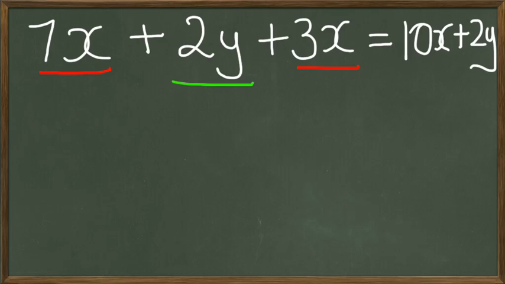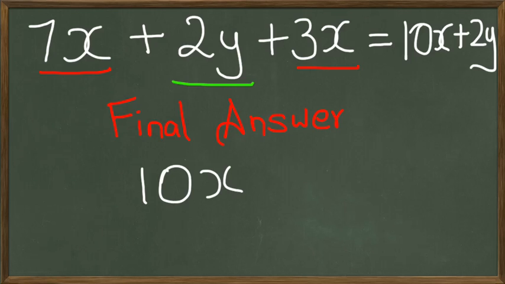Now we can't combine 10x plus 2y any further because they're not the same variables. So your final answer for this is simply 10x plus 2y. Because they're not the same terms, we can't combine them any further.